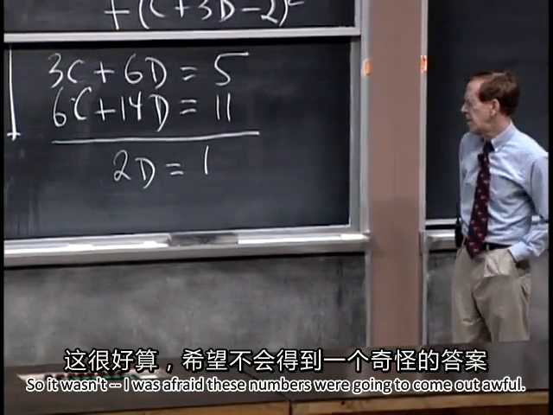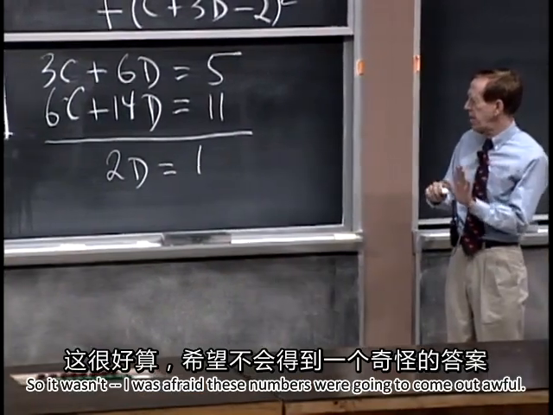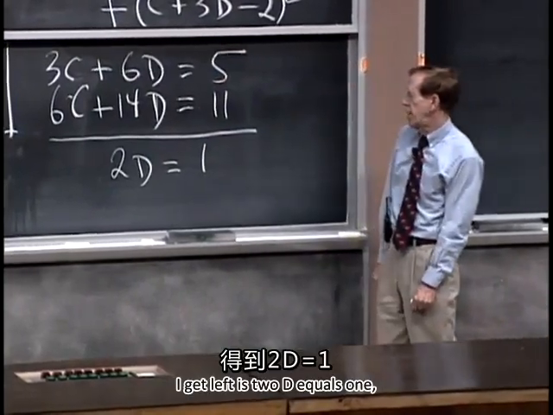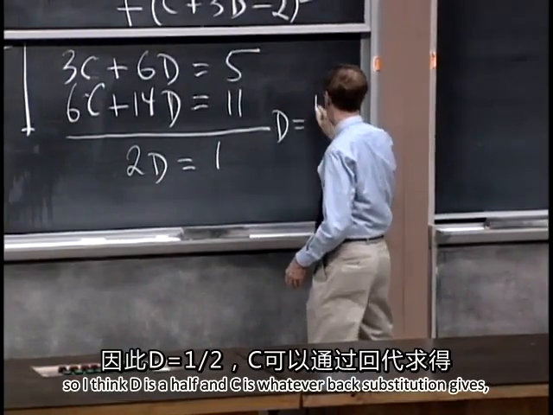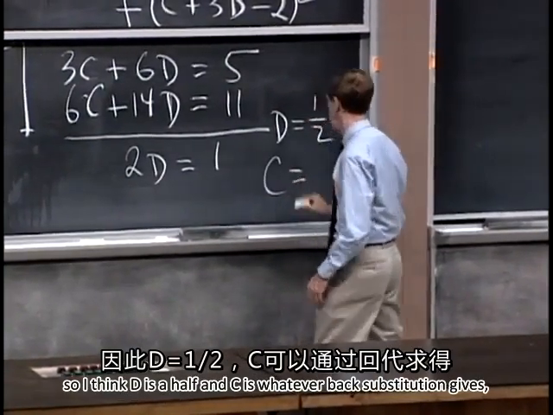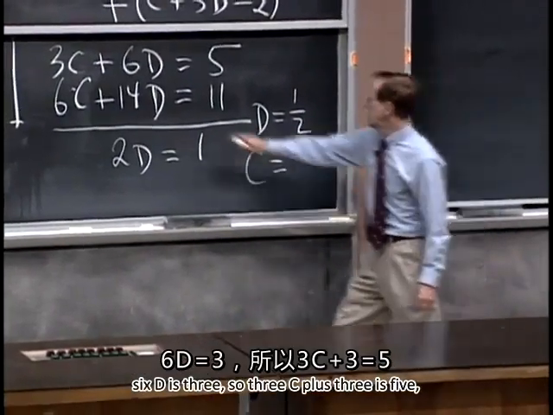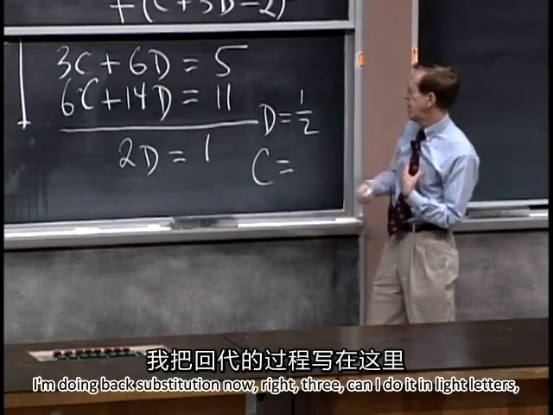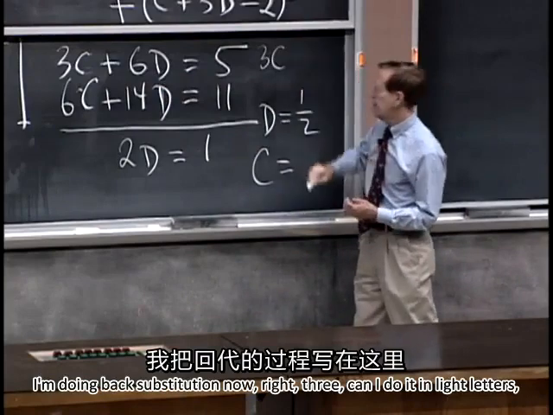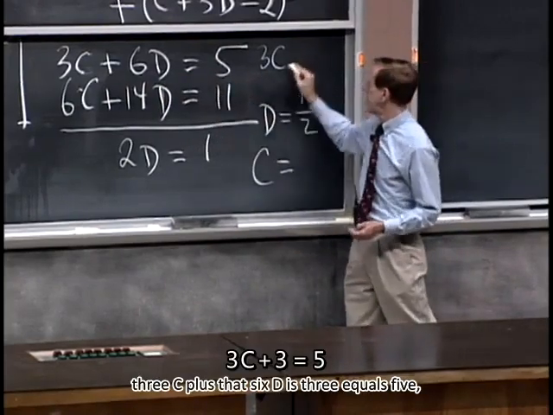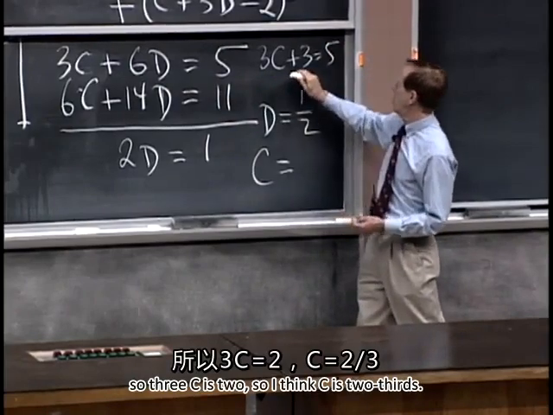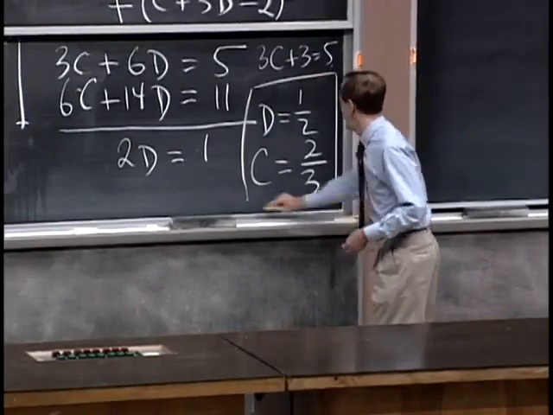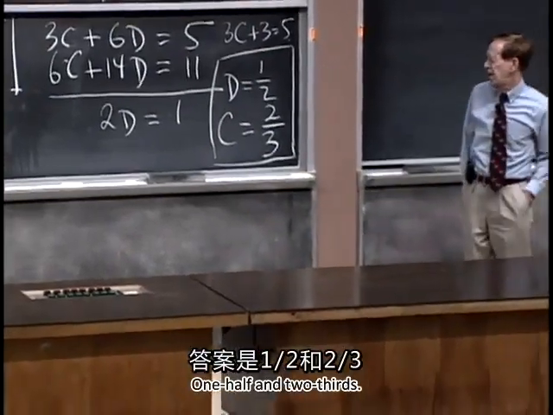I was afraid these numbers were going to come out awful. But if I take two of those away from that, the equation I get left is 2d equals 1. So I think d is a half, and c is whatever back substitution gives. 6d is 3. So 3c plus 3 is 5. I'm doing back substitution now, right? 3c plus that 6d is 3 equals 5. So 3c is 2. So I think c is 2/3. One half and 2/3.